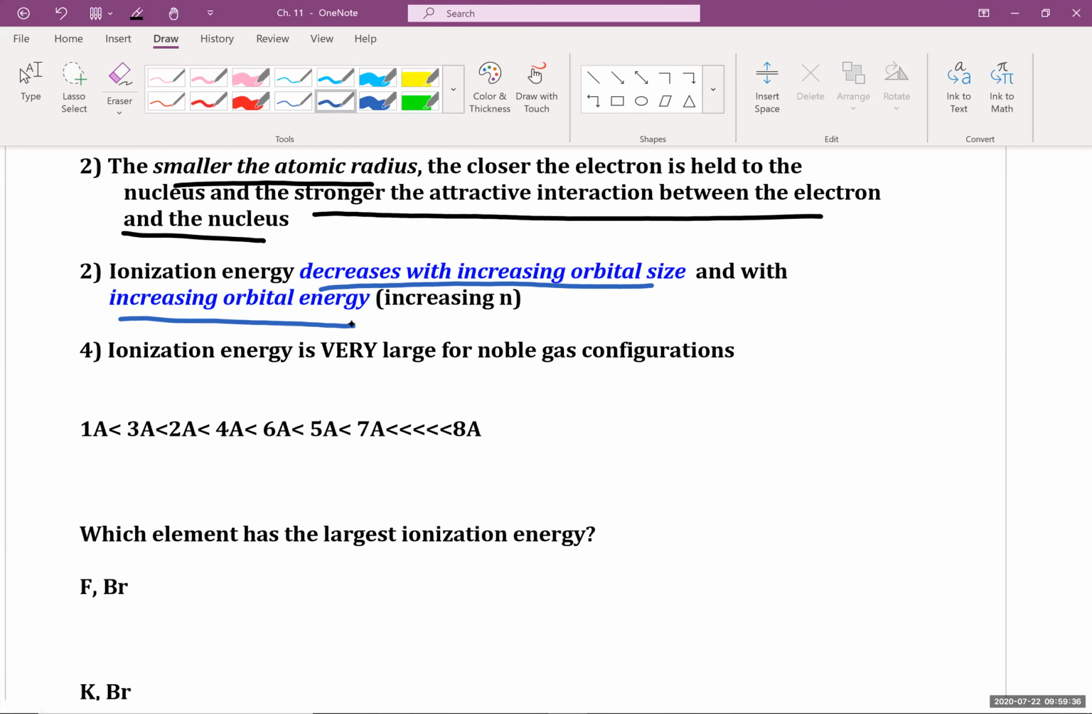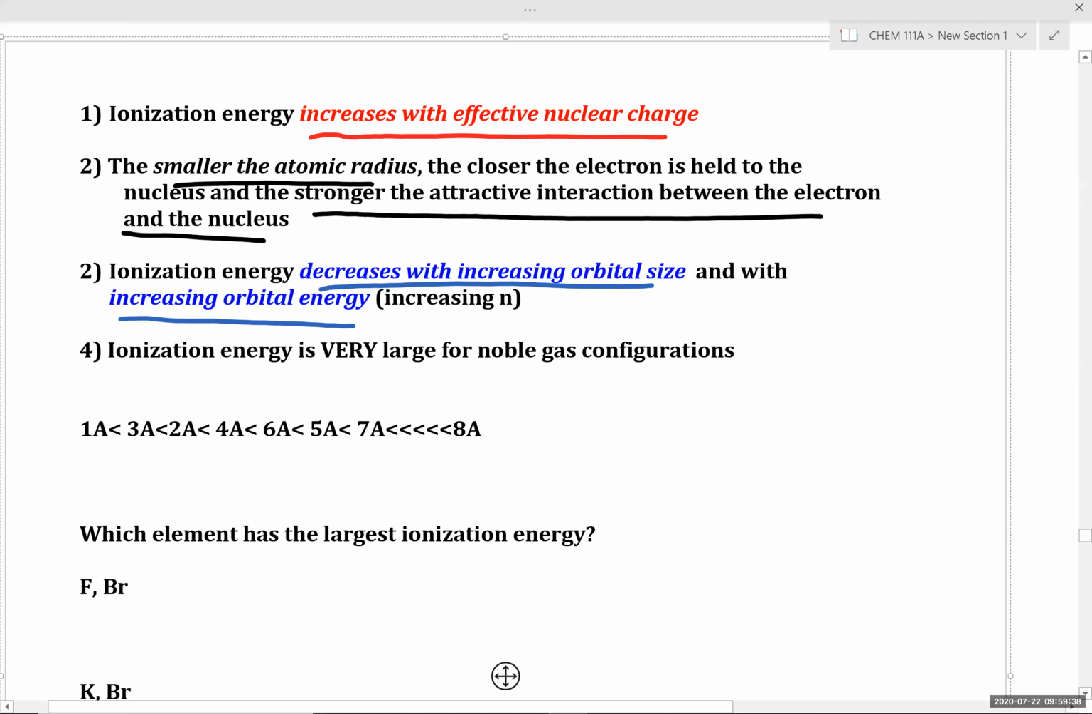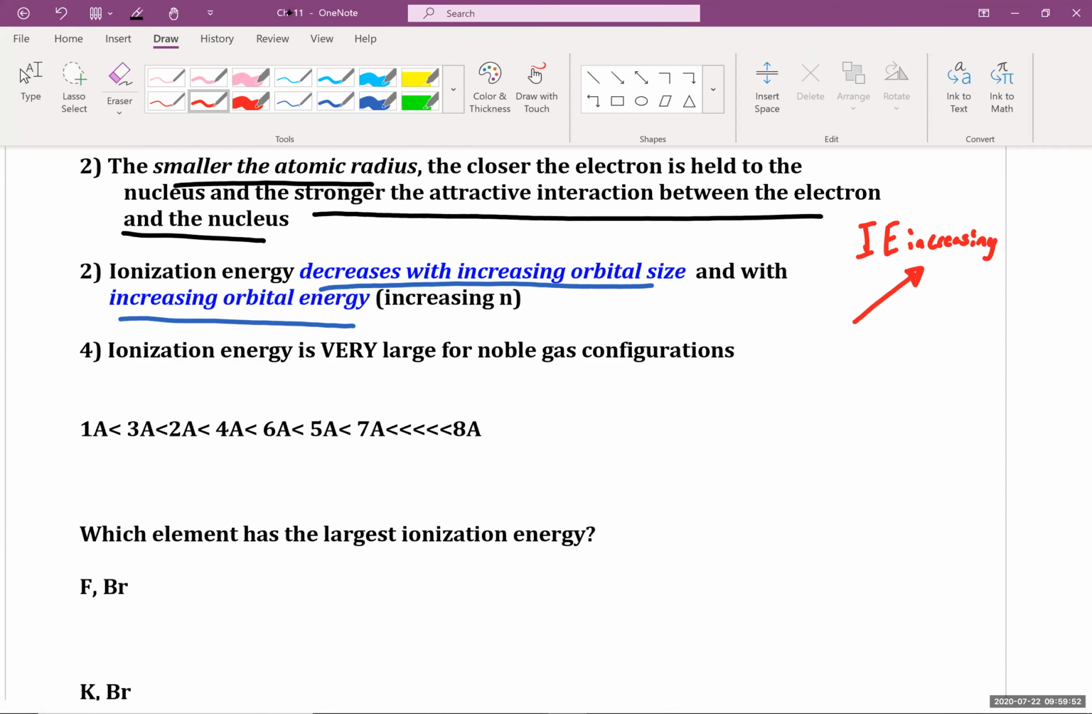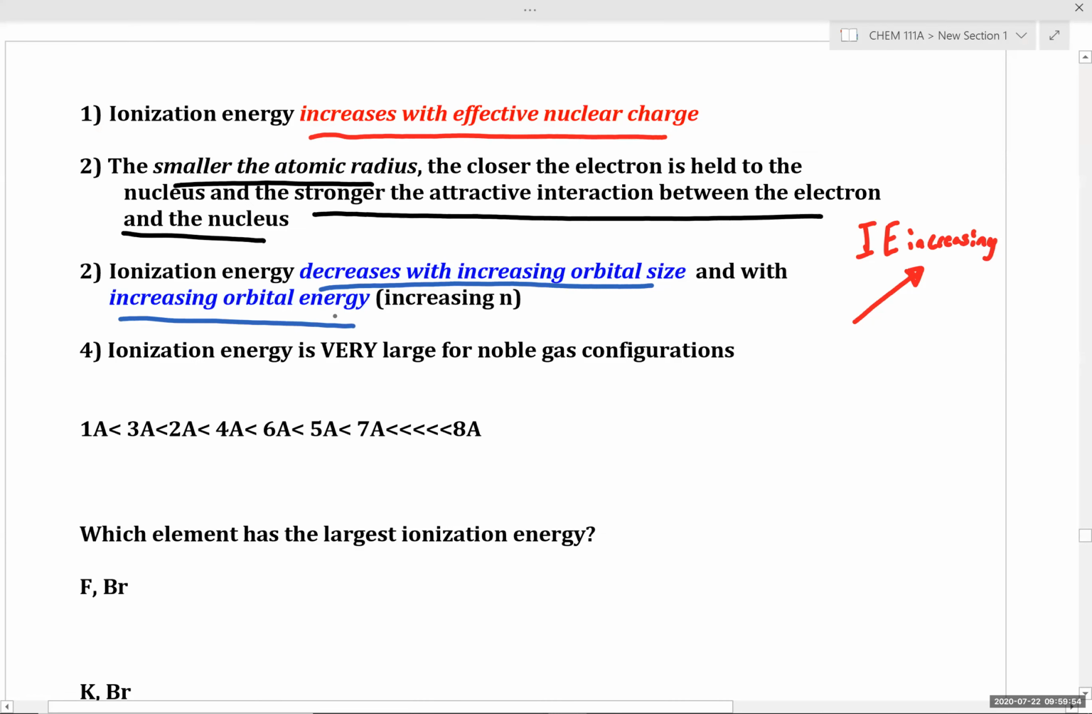So the way that I like to think of ionization energy is I like to draw an arrow going up and to the right. This is ionization energy increasing. So this is just a nice little mnemonic to help you remember. Now, for noble gases, as a full shell is relatively stable, the ionization energy is typically very large for noble gas configurations.